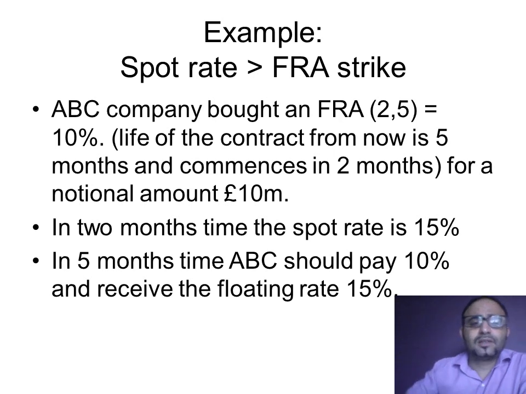Now let's see the other case where the spot rate is greater than the FRA strike. Now, ABC company bought again an FRA for 2 by 5, and that means, well, at 10%. That means life of the contract from now is five months and commences in 2 months for a notional amount of 10 million. Again, in 2 months' time, the spot rate is 15%. So, based on the FRA agreement, ABC should pay the fixed amount, which is 10%, but receive the float, which is 15%.